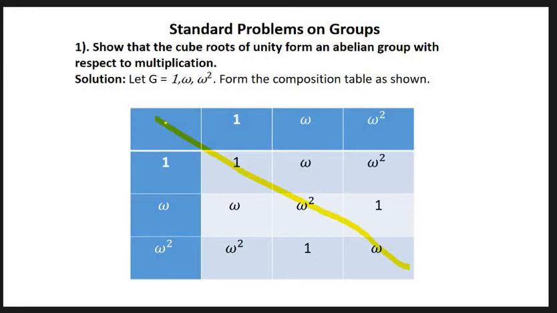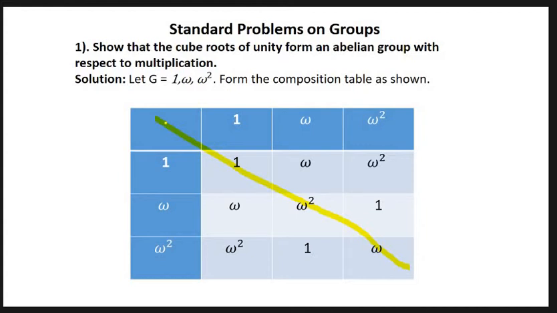So, this is the principal diagonal, and this table is symmetrical about the principal diagonal. That means above the principal diagonal the elements are 1, omega square, omega square. Similarly, below the diagonal we have 1, omega square and omega square. So, it is symmetrical about the principal diagonal. Therefore, the commutative law holds good.